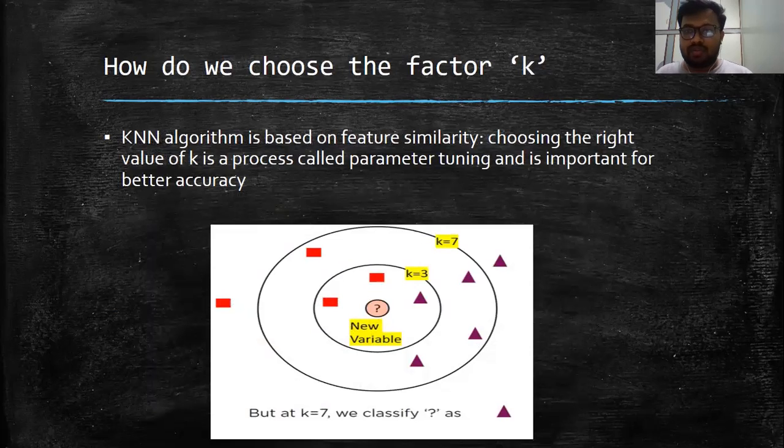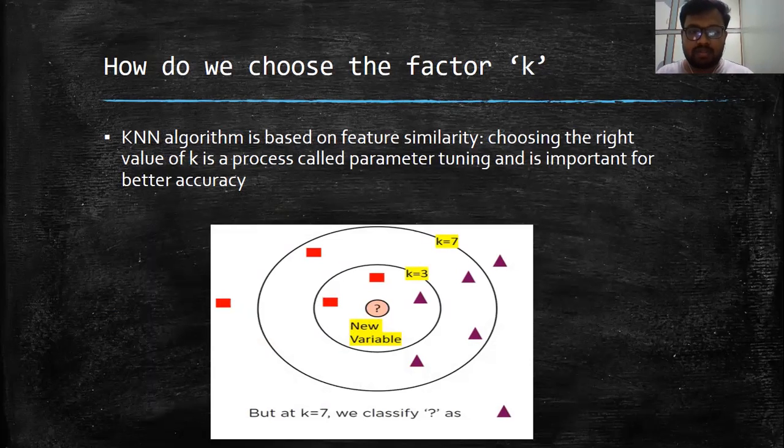So how do we choose the factor K? K can have various values, beginning from 1, and it can go on. The KNN algorithm is based on feature similarity, as we have seen. Choosing the right value of K is a process called parameter tuning, and it is important for better accuracy. Let's take another example here.